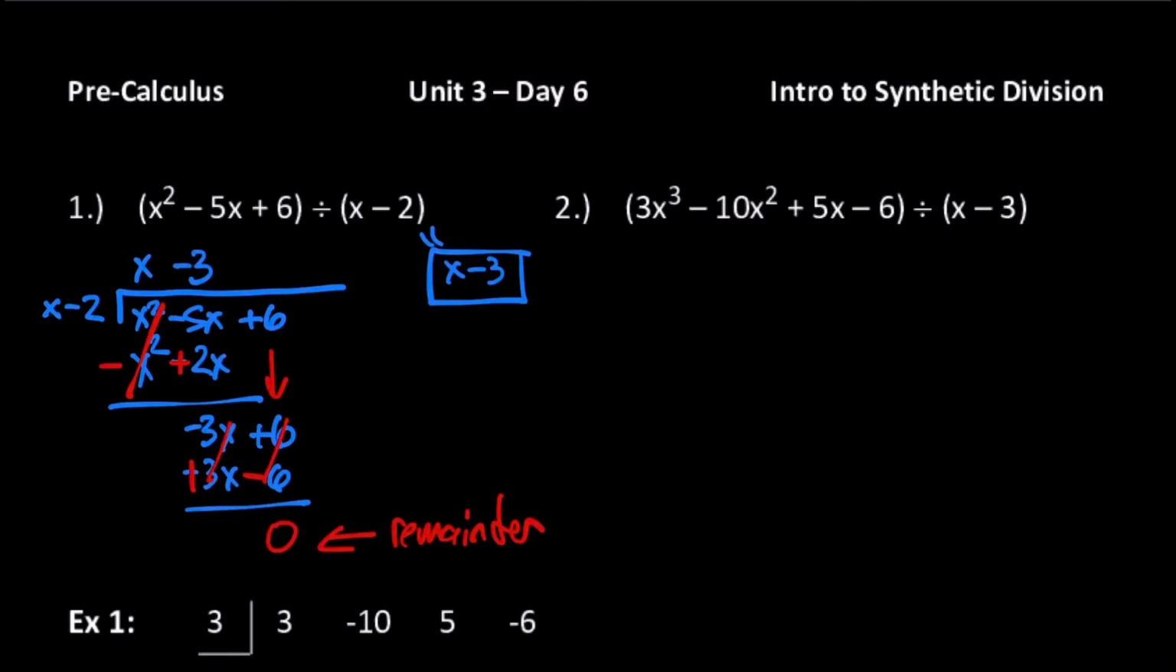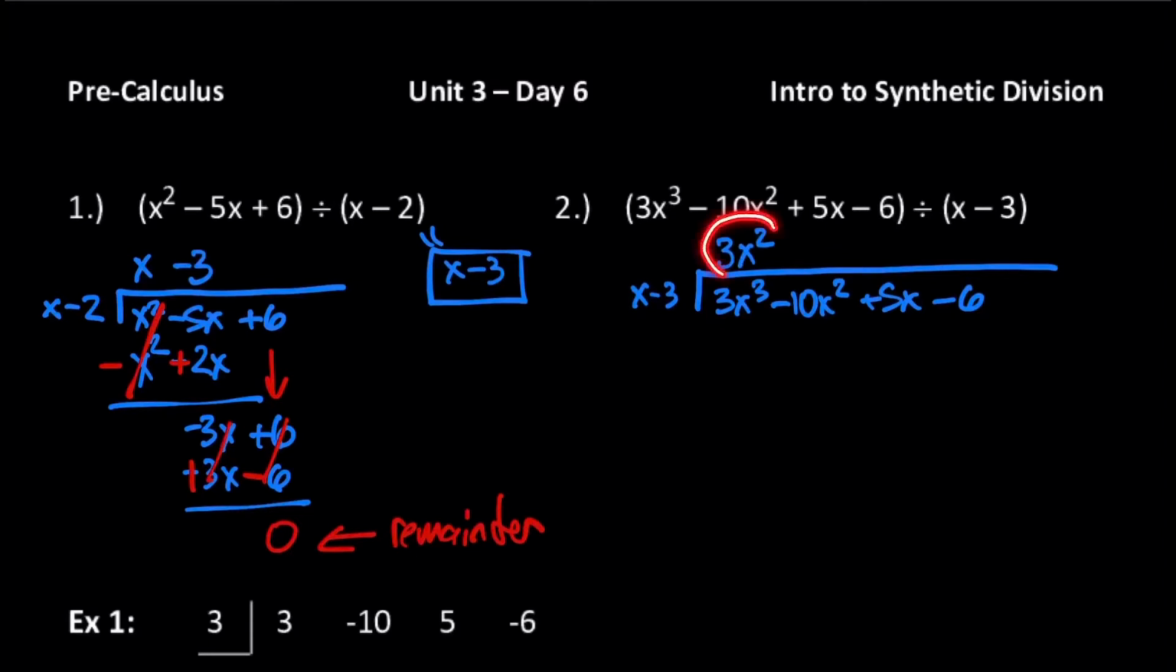All right, let's look at one that's a little bit more challenging. So I'm going to take x minus 3, put that outside. Underneath, I've got 3x cubed minus 10x squared plus 5x minus 6. First question, how many times does x go into 3x cubed? That's 3x squared. Now I multiply 3x squared times both of these. So 3x squared times x is 3x cubed.